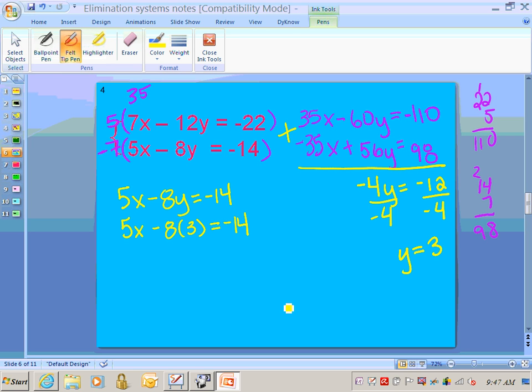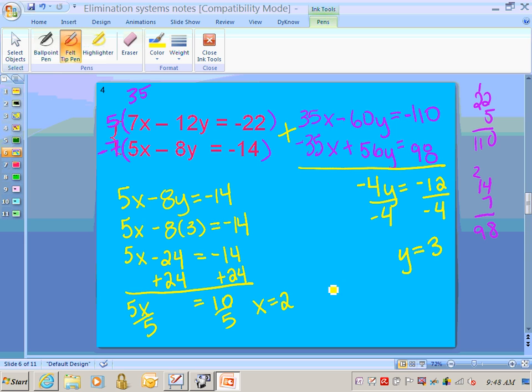You guys staying with me? Okay, so my next line should say equals negative 14. Good. So 5x equals 10. And then x equals how many solutions? One solution, and what is it? 2, 3.